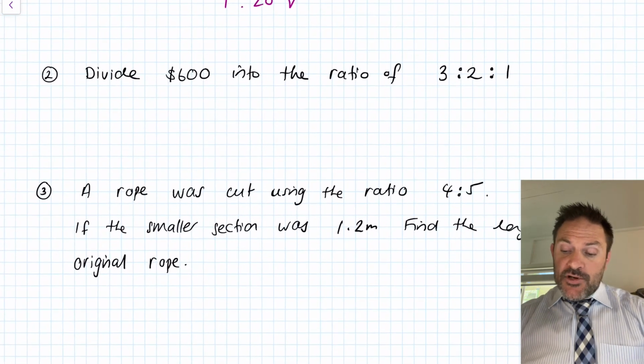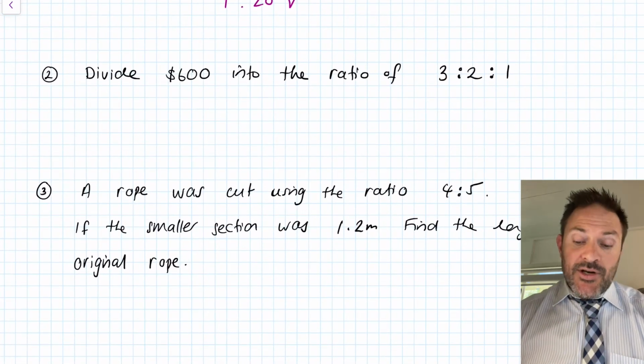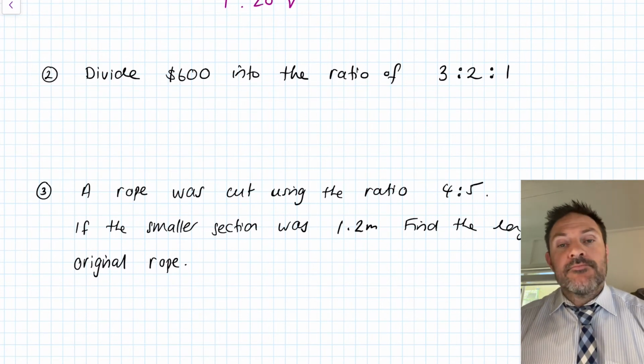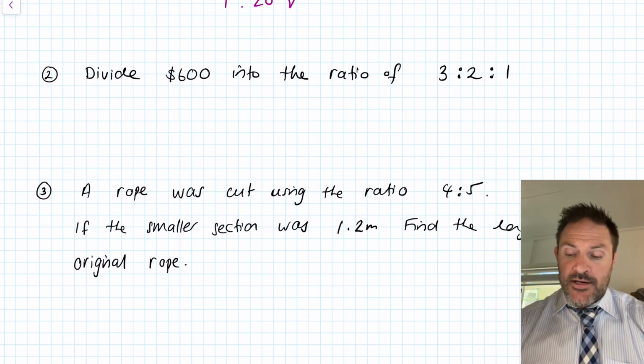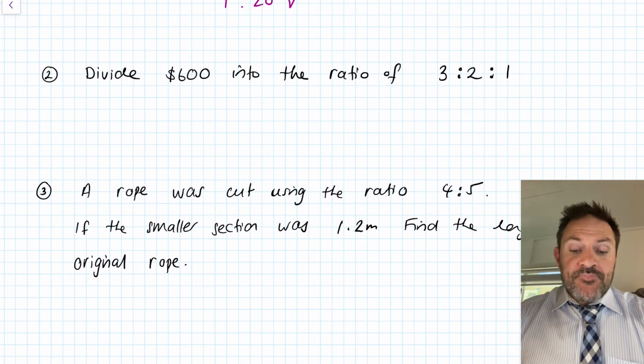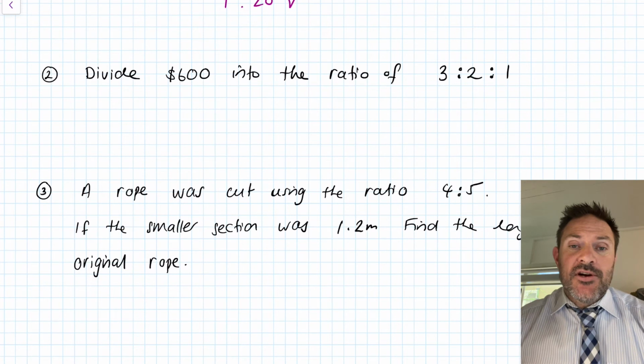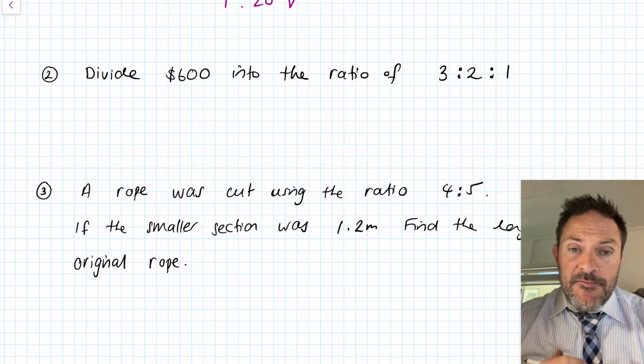All right. The next 2 questions, you might remember these from year 8. Certainly we did these in year 8 at length, so I hope that you remember them. Pause it, have a crack at it, come back and let's see how you went. How did you go? Divide $600 in the ratio of 3 to 2 to 1. There are lots of ways to do this, guys. You can do it on a calculator. This is my favorite way.